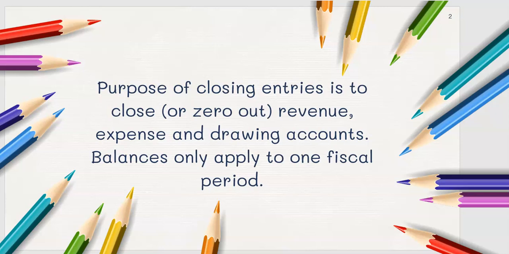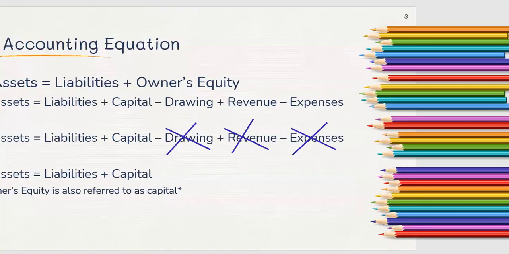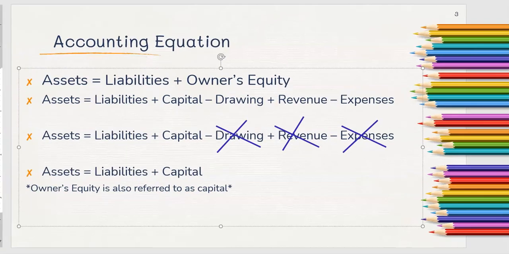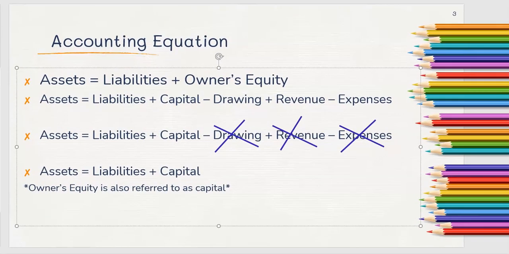Revenue, expense, and drawing accounts are what are known as temporary or nominal accounts. Your assets, liabilities, and capital are known as permanent accounts. So let's review the accounting equation. If you recall, the accounting equation is assets equals liabilities plus owner's equity.